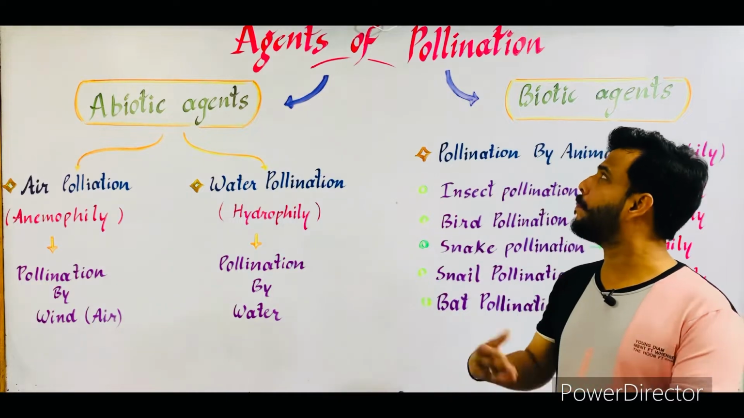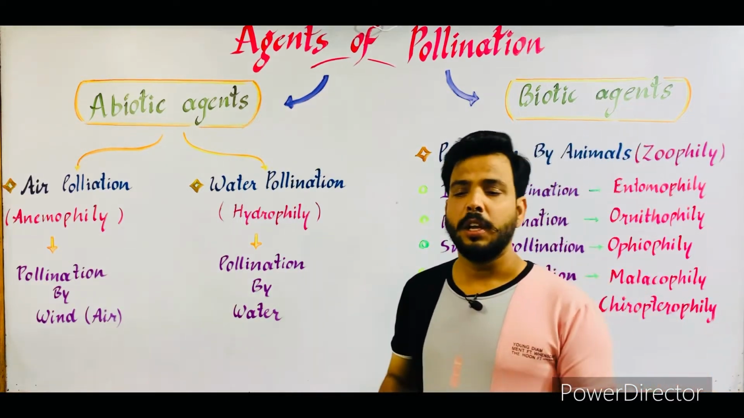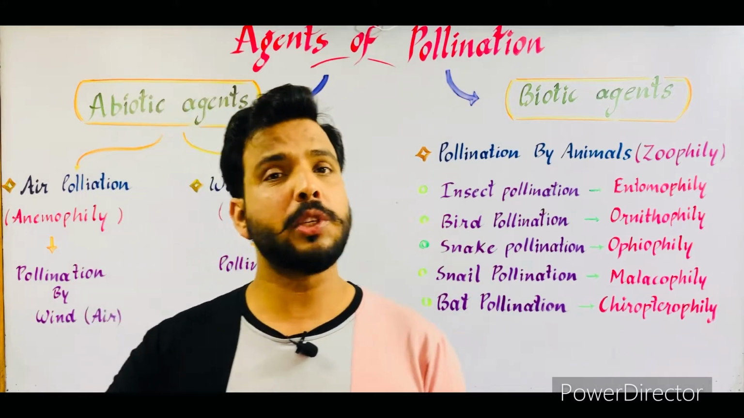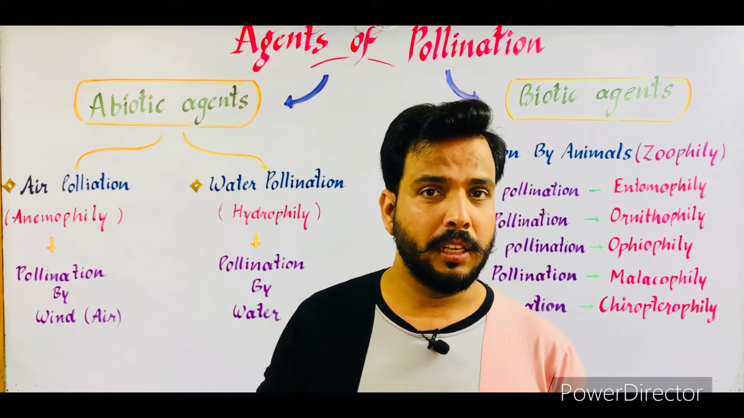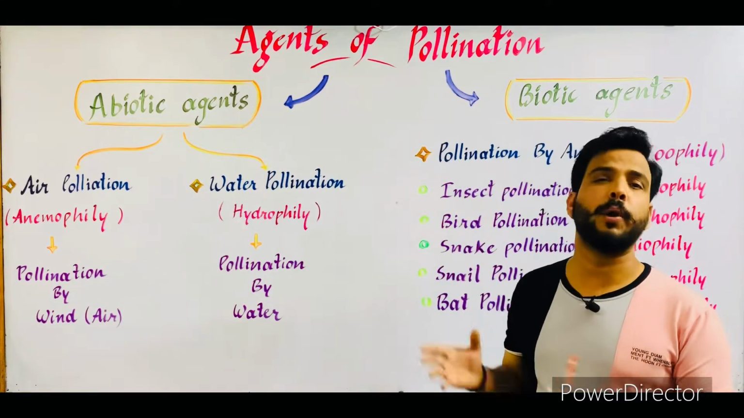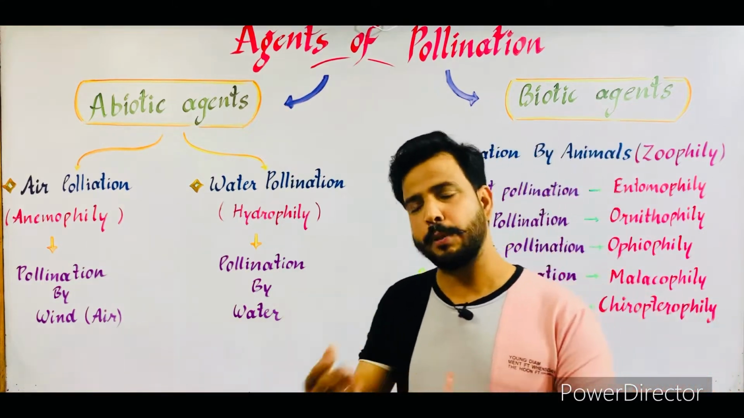First of all, what is the meaning of agents of pollination? Those factors or agents through which the process of pollination is completed in angiospermic flowers are known as agents of pollination. Now I will describe pollination again.